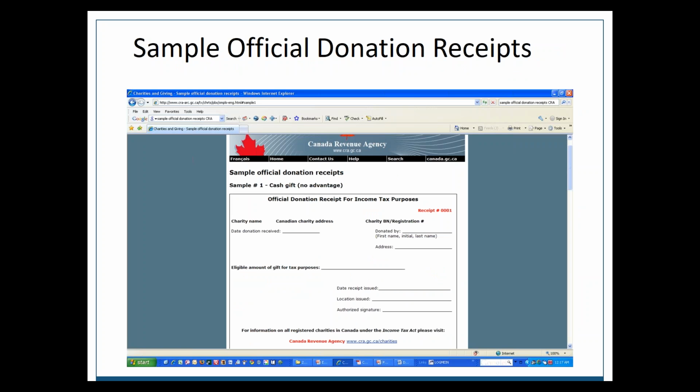But just to make it even easier for you, you can go straight to the CRA website, and you can find they have 4 sample types of receipts depending on whether it's a cash or a non-cash gift, and depending on whether there's an advantage or no advantage. And for many organizations, I just recommend cutting and pasting and using the CRA template rather than coming up with something yourself, because this is a pretty black and white thing.